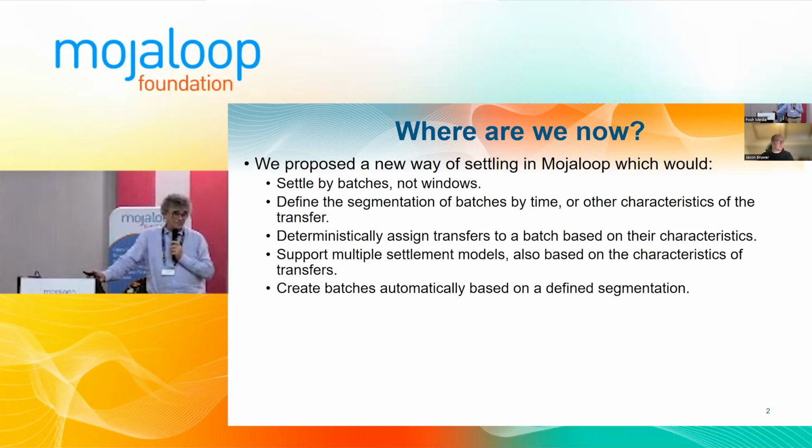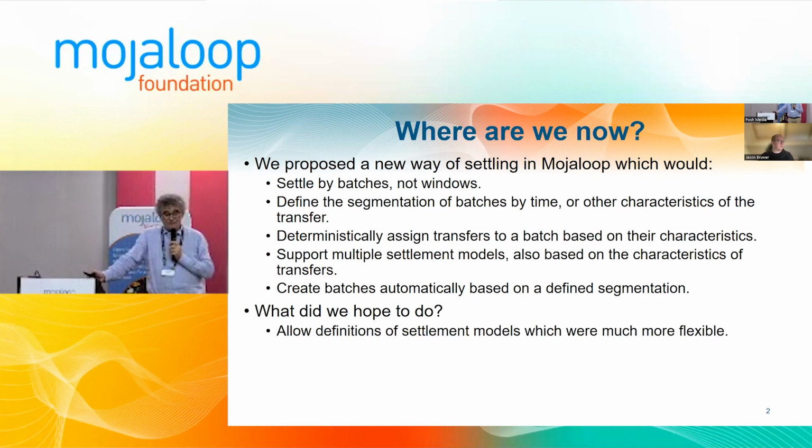At the moment, those of you who've used Modular Loop will know that there's essentially a manual process that just says, okay, I'm going to stop putting my batches into this window and I'm going to start putting them into that window. We wanted to change that so that there was a defined segmentation which always said which batch a transfer would belong to. What do we want to do?